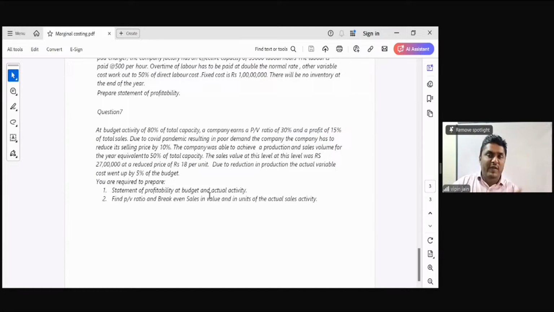So let's start with the first question. Again, you guys have to post the answer in such a way that budgeted sales, actual sales, budgeted variable cost, actual variable cost, budgeted contribution, actual contribution, budgeted fixed cost, and actual fixed cost. So this is the way you guys have to post the answer. So waiting for your answers now.